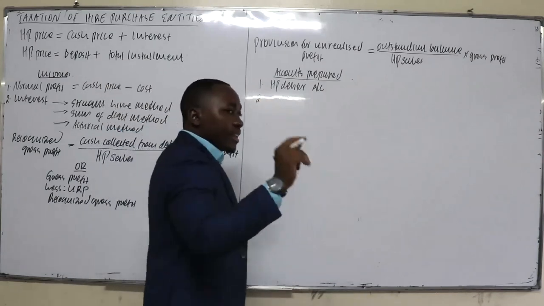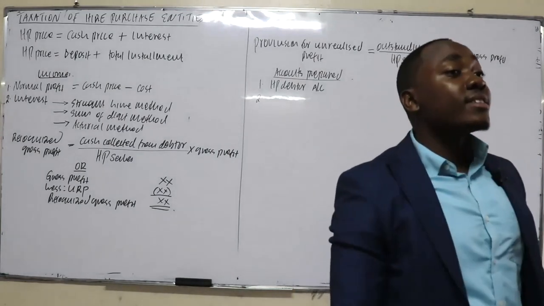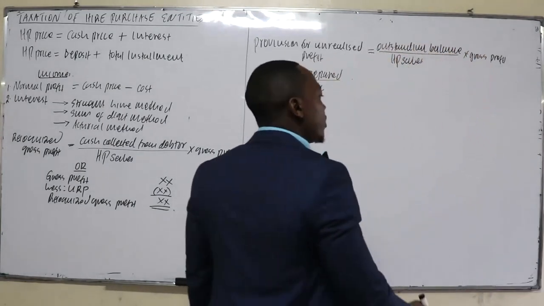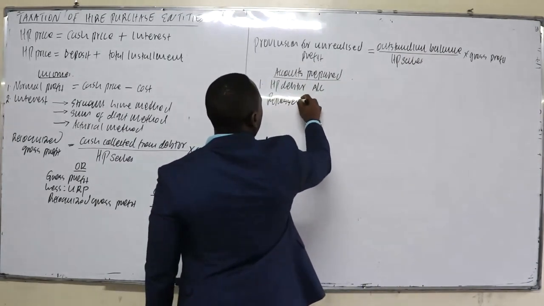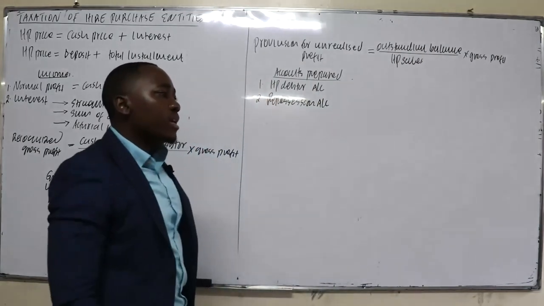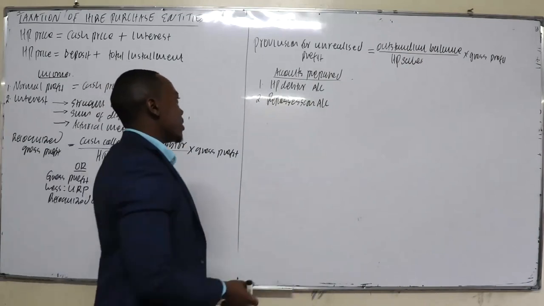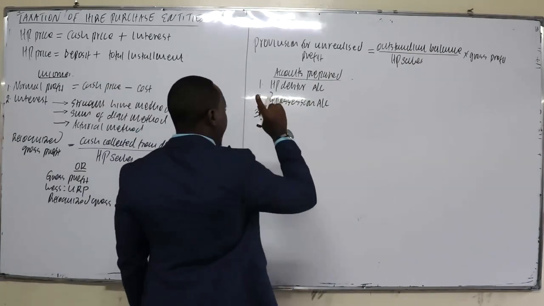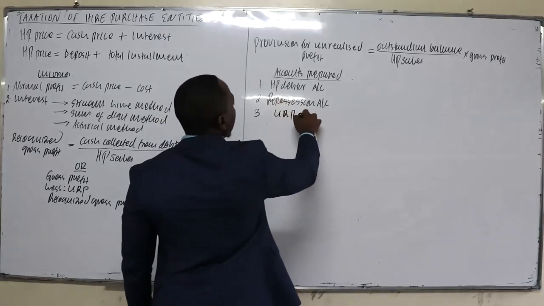Also, in case the debtor defaults to pay, you can repossess that asset. You also need to prepare the repossession account. And the motive of preparing the repossession account is to determine whether, in case you repossess, will you repossess at a gain? Will you repossess at a loss? And then another thing you have to prepare is the unrealized profit account.